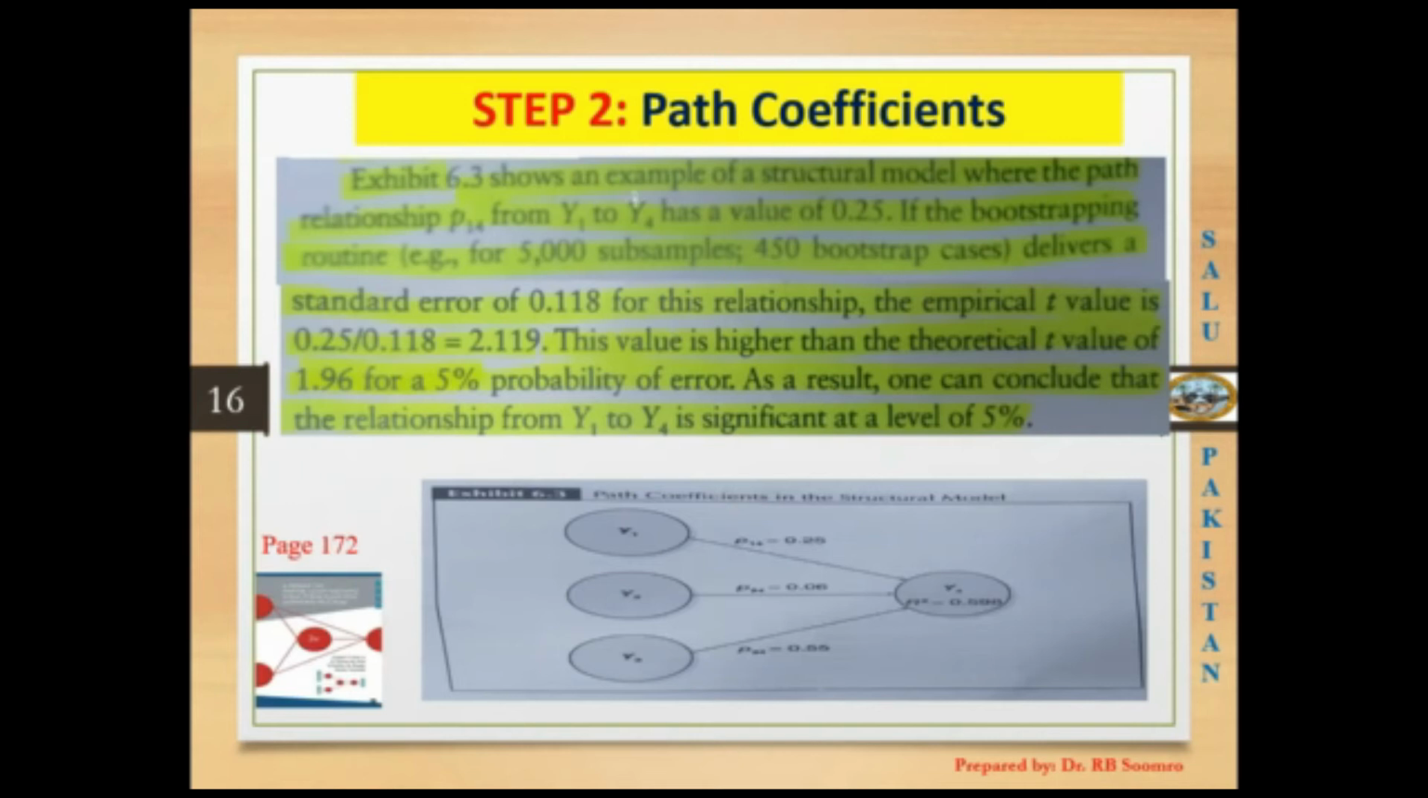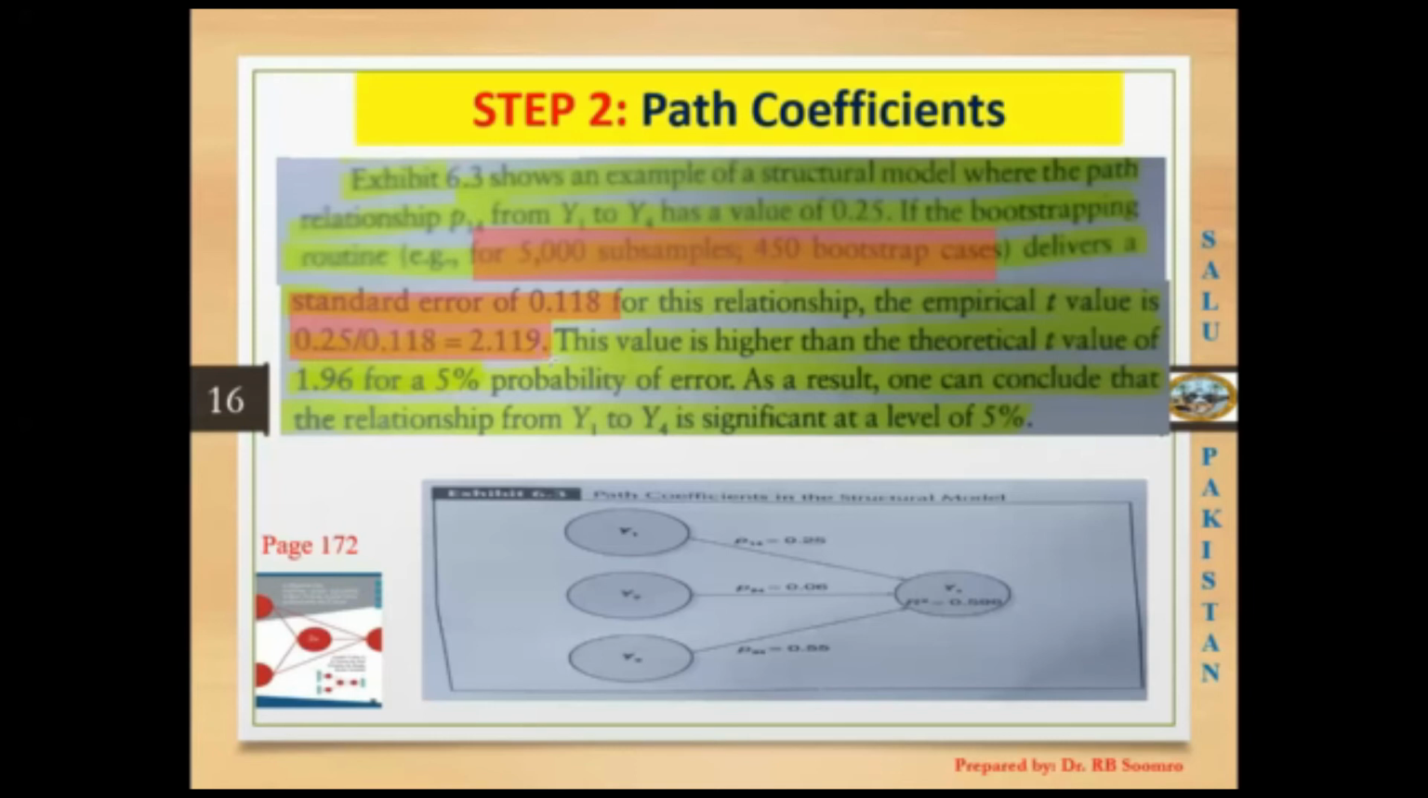Exhibit 6.3 shows the example of a structural model where the path relationship from Y1 to Y3 has a value of 0.25. Now, this is Y1 and this is Y4, and it has a value of 0.25. Now, how do we calculate this path and know whether it is significant or not? For this purpose, we have to draw 5,000 bootstrap subsamples, and the standard error is 0.118. And the t value is calculated as shown.